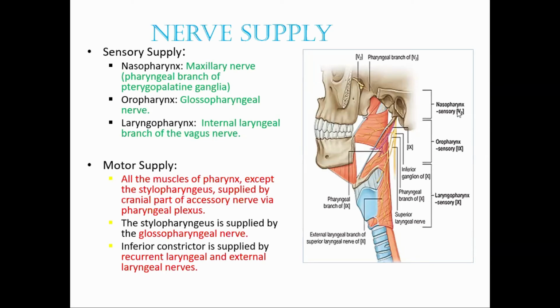See here, nasopharynx sensory: V2 means maxillary. Oropharynx: IX means glossopharyngeal. And the laryngopharynx sensory is via the branch of the vagus, that is the internal laryngeal nerve. Clear? Nerve supply, innervation. Is it clear? Yes or no?